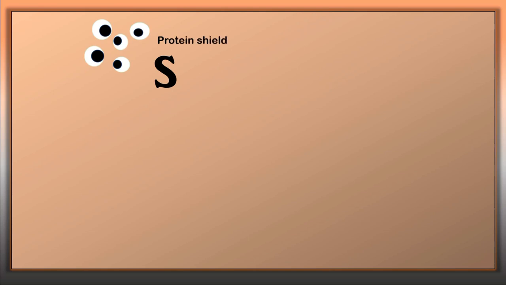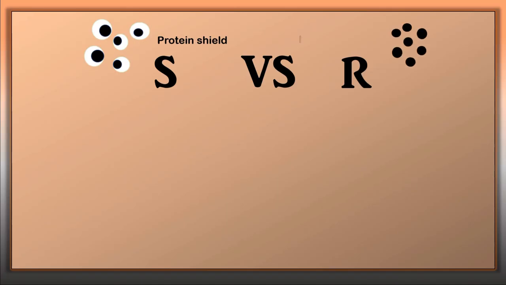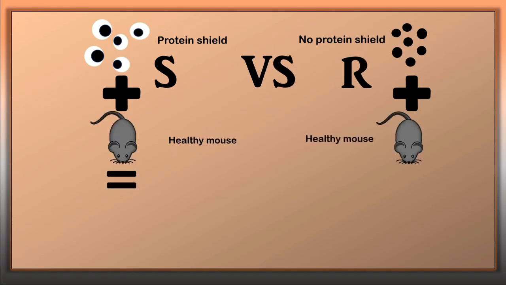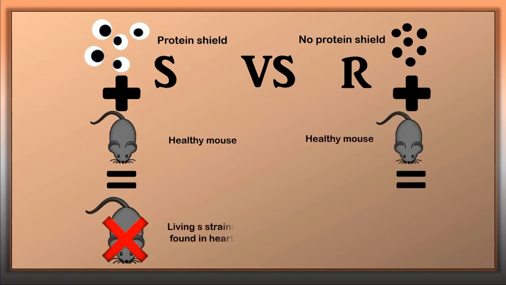Griffith used mice to examine two types of strains of bacteria. The S strain was deadly and was called S because it had a smooth outer surface made of protein, and the R strain was harmless and called R because it had a rough outer surface. He injected the mice with bacteria, and of course the S strain killed the mice, while the R strain kept the mice healthy.